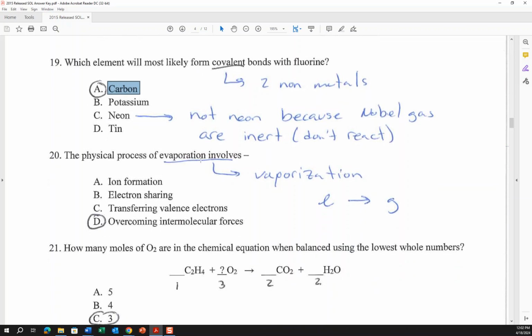The physical process of evaporation involves, okay, so evaporation is a type of vaporization, which means liquid to gas. And in order for particles to escape to the gas phase, they have to overcome what we call their intermolecular forces. If you remember, water has hydrogen bonding, there's dipole-dipole interactions, there's London dispersion forces. You don't really have to know all those differences in IMFs, but just understand when you melt something, you're breaking IMFs. When you vaporize something, you're breaking IMFs. When you do the opposites of those things, intermolecular forces are forming.